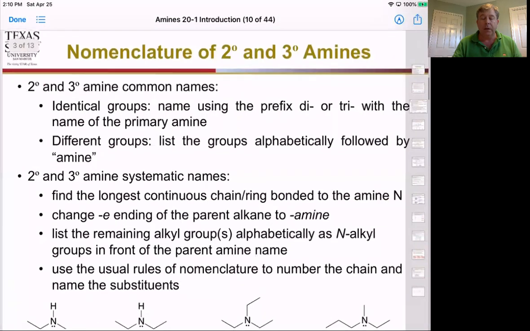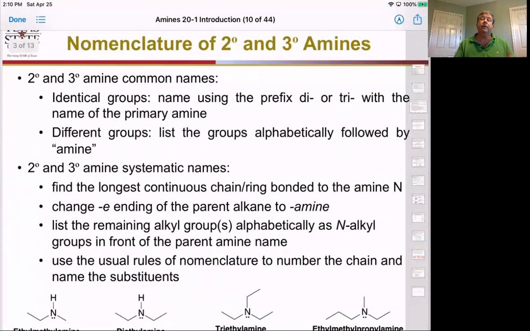Okay, so now that we have our primaries named, let's go talk about our secondaries and tertiaries. When we talk about our secondaries and tertiaries, we have to think about the number of different carbon chains bonded to that system. So if we have the exact same alkyl chain hooked up, we get to use the di or tri as the name for the primary amine, and then we just add the word amine to it.